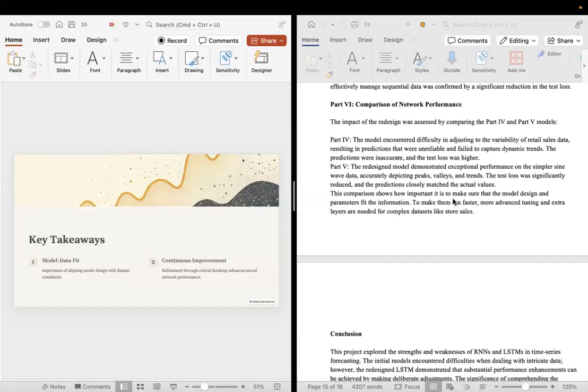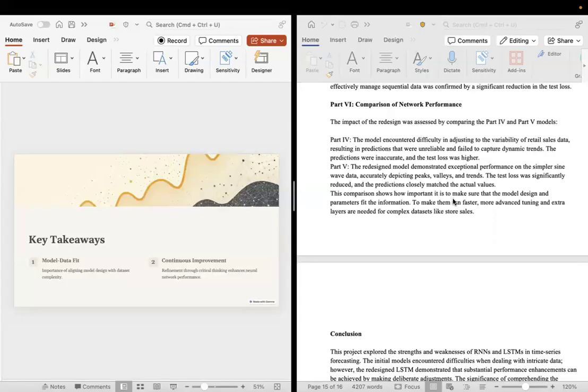The impact of the redesign was assessed by comparing the part 4 and part 5 models. In part 4, the model encountered difficulty in adjusting to the variability of retail sales data, resulting in predictions that were unreliable and failed to capture dynamic trends. The prediction was inaccurate and the test loss was higher.